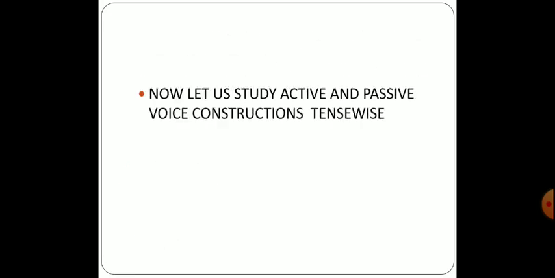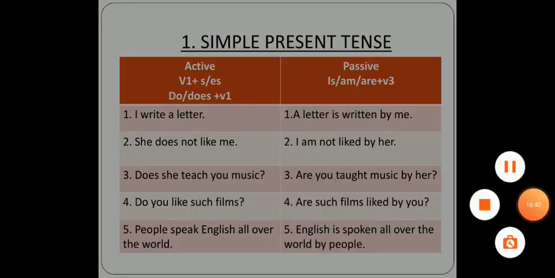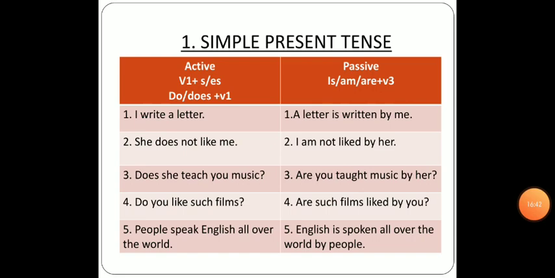So now let us study active and passive voice constructions tense wise. The first one is simple present tense. So here you can see simple present tense. Now in the table I have divided it into 2 portions. The first one is the active part, the second one is the passive part. And over here the changes you are supposed to make are also mentioned.